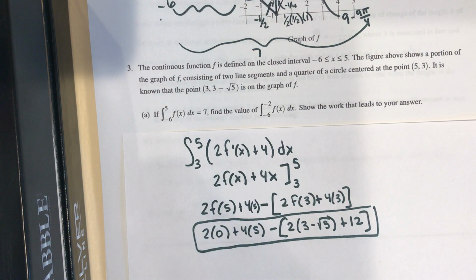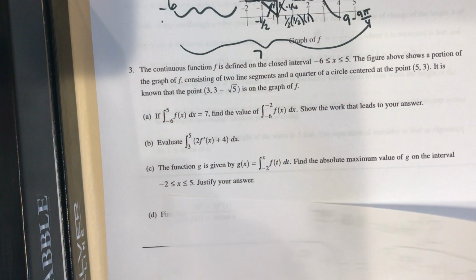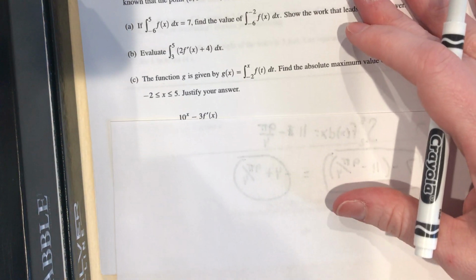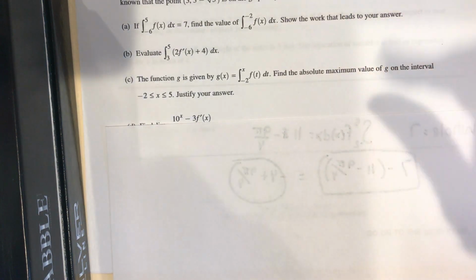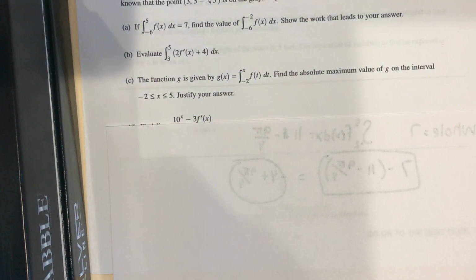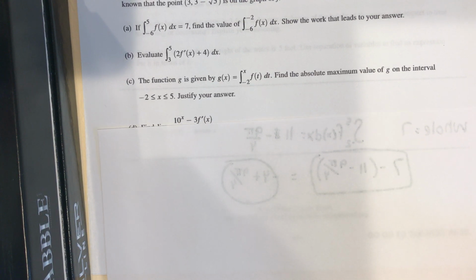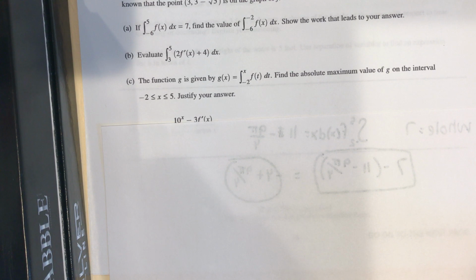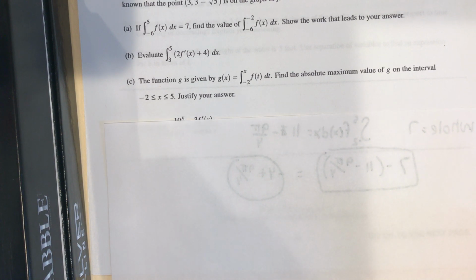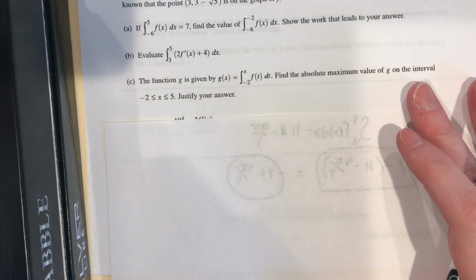Okay, so let's go down to part C next. Part C says the function g is given by g of x equals the integral from -2 to x of f of t dt. Find the absolute max on the interval from -2 to 5. Justify your answer. Okay, so a max comes from the first derivative.